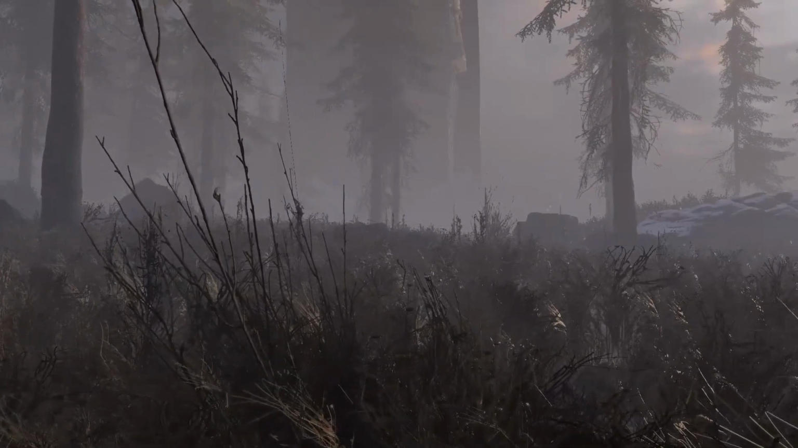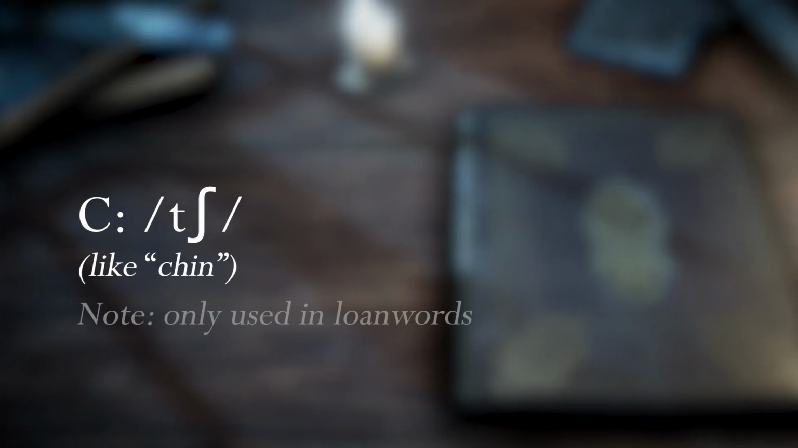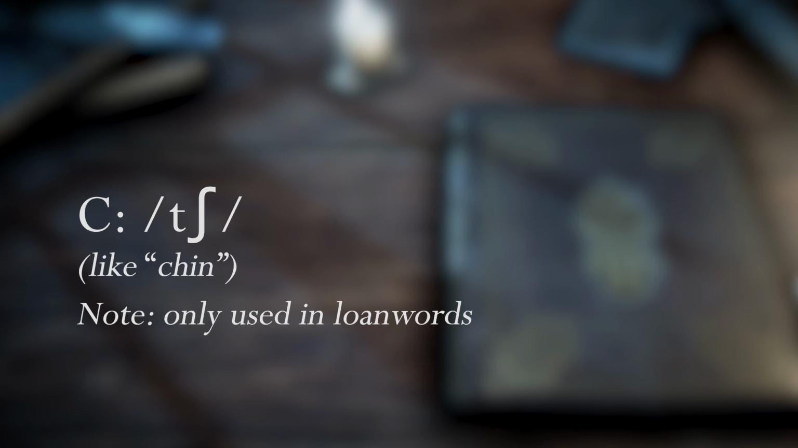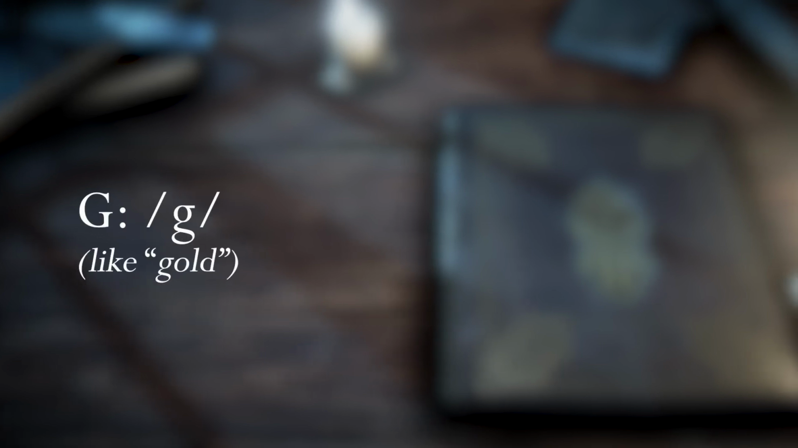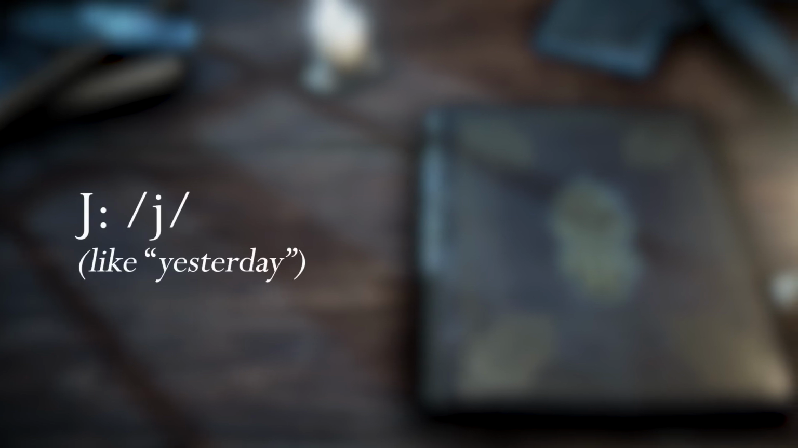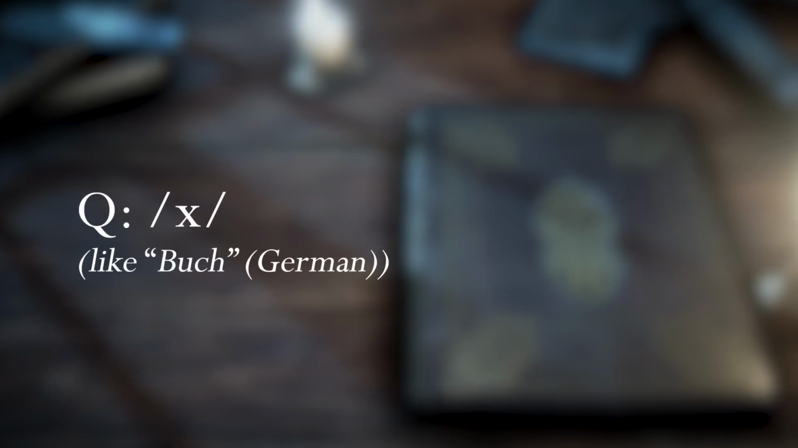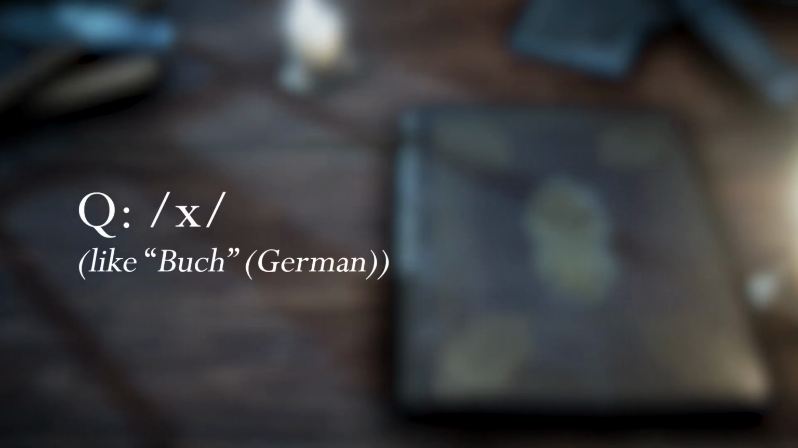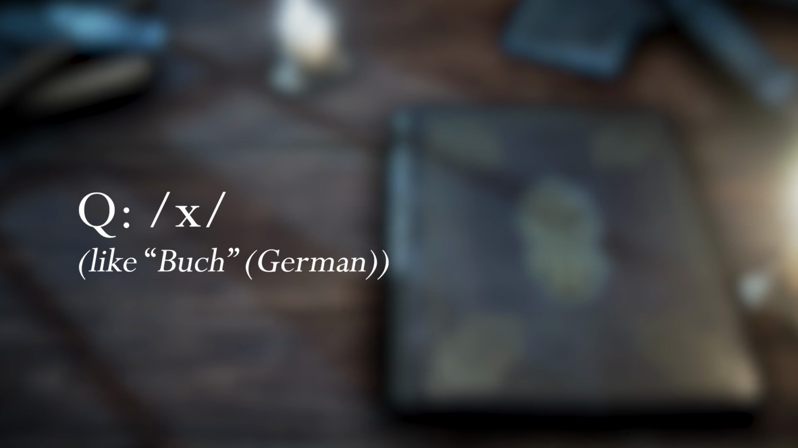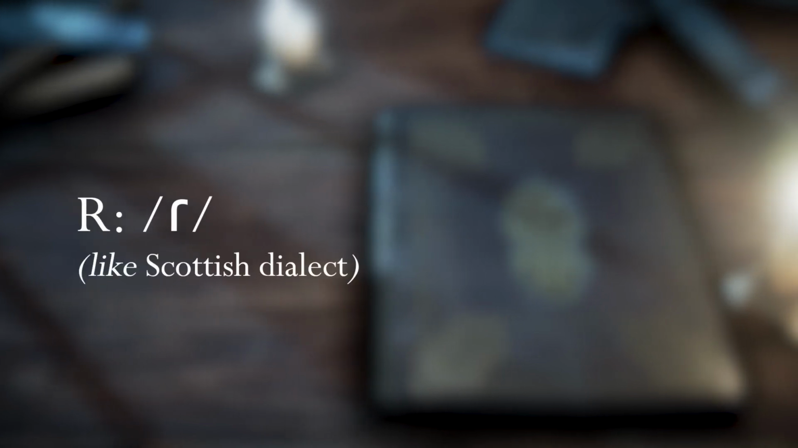Things do get a little bit more complicated when it comes to the consonants, but I'll keep it as simple and short as possible. The C is pronounced like ch in the word chin. Note that this letter only appears in loanwords. The letter G is always hard as in gold, not soft as in jean. J is always pronounced like the English Y, like in yesterday. Q is pronounced ch, like in the German word Buch. This letter also only appears in loanwords. The R is rolled with the tip of the tongue like in the Scottish dialect.